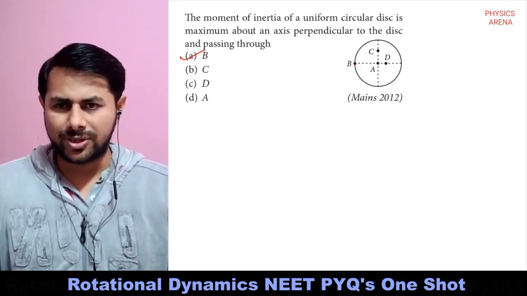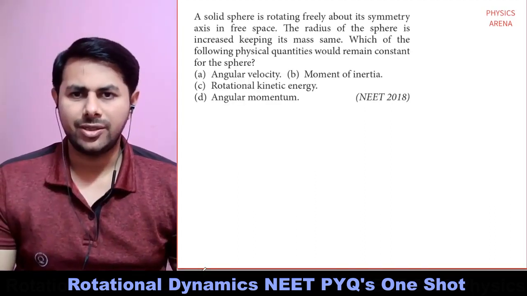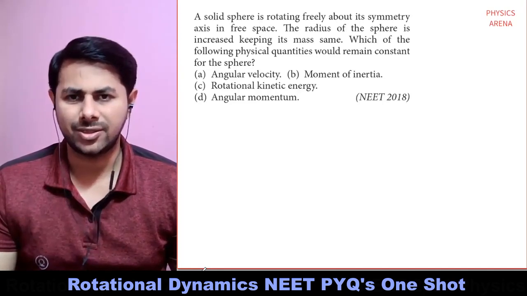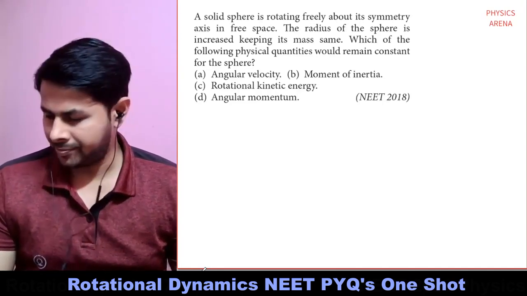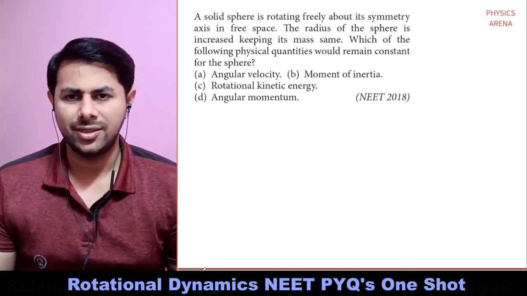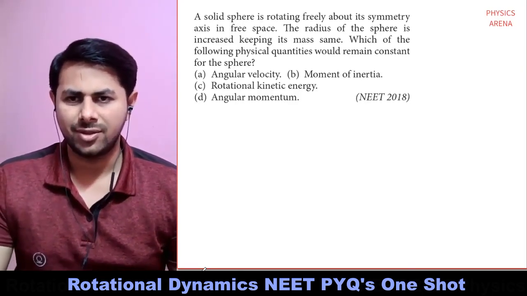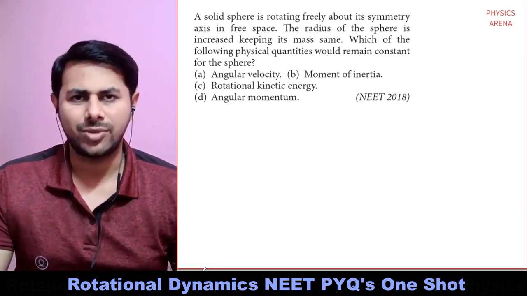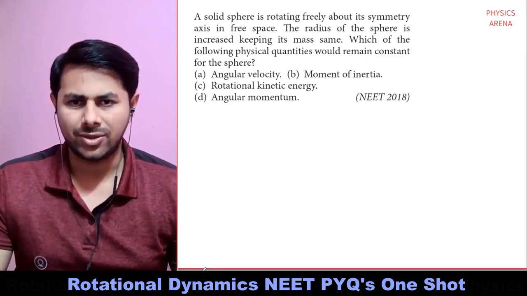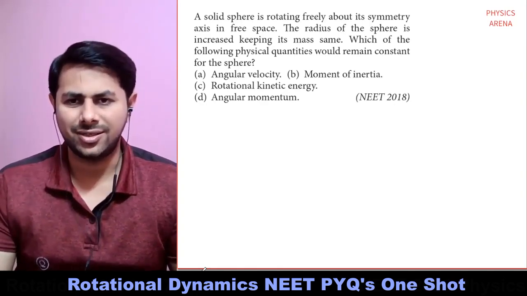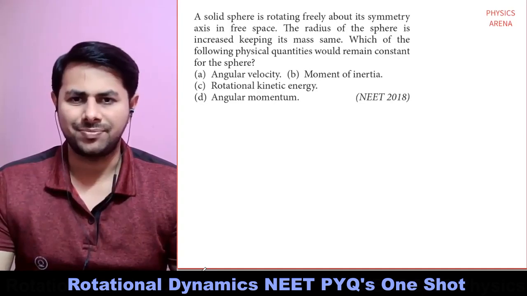Very, very straightforward question. A solid sphere is rotating freely about its symmetry axis in free space. The radius of the sphere is increased keeping its mass the same. Which of the following physical quantities would remain constant for the sphere? A is angular velocity, B is moment of inertia, C is the rotational kinetic energy, and D is angular momentum.